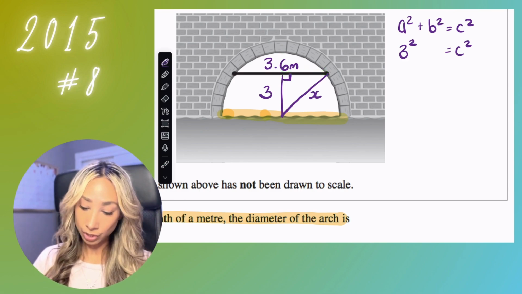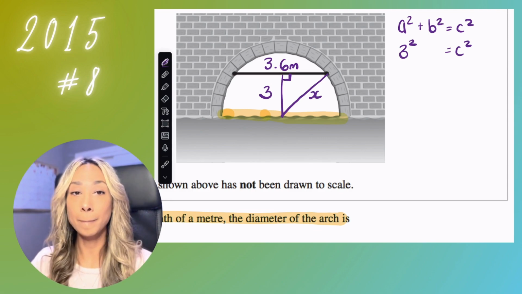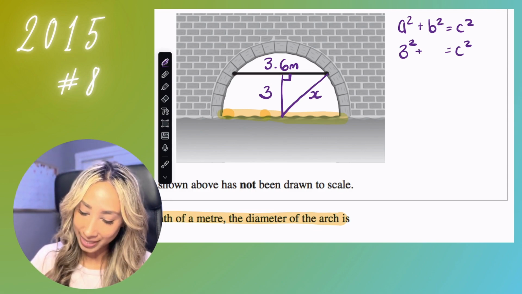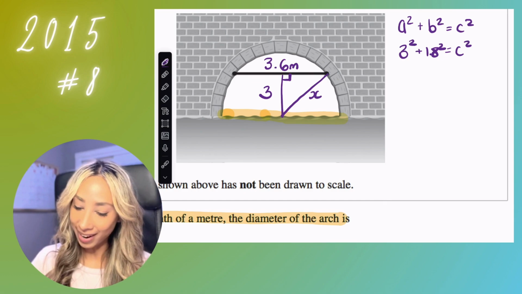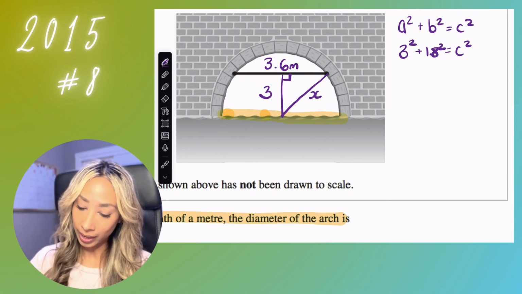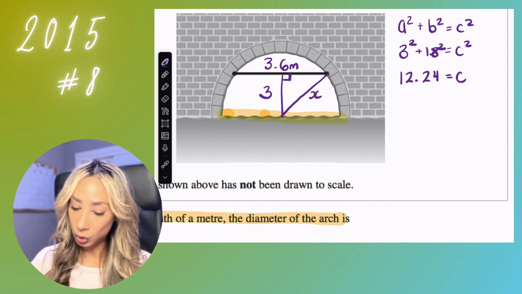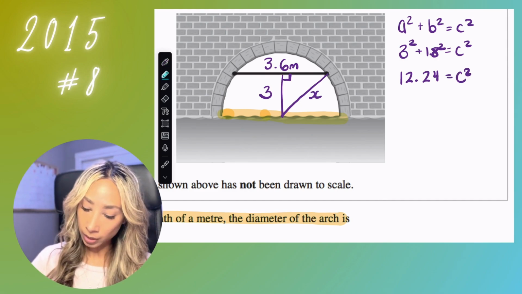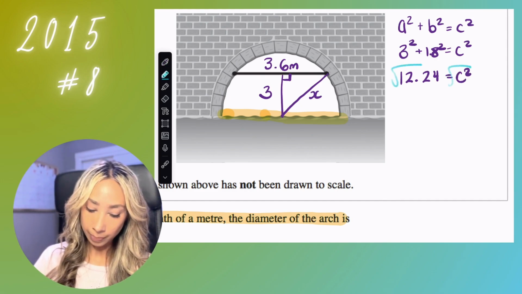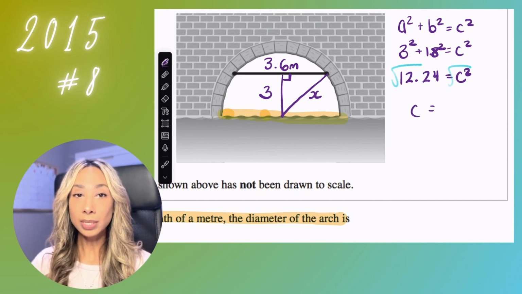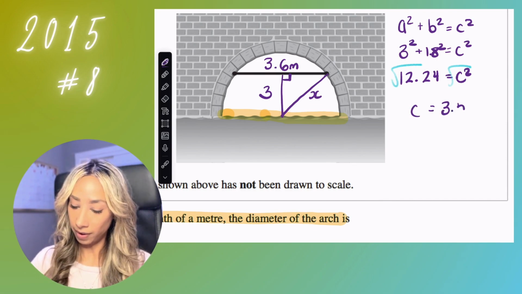So I just think of that as 36. Half of 36 is 18. So I can pop that decimal in, get 18 squared. Add those together after I square it. That's going to get me 12.24 is equal to c squared. To get c alone, we're going to take the square root of 12.24. So c is equal to 3.5 meters.